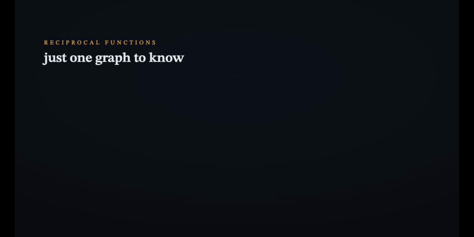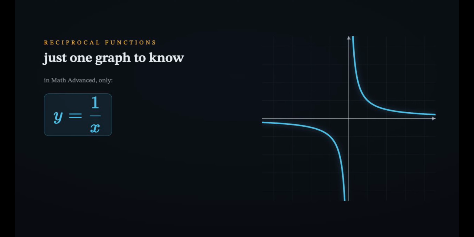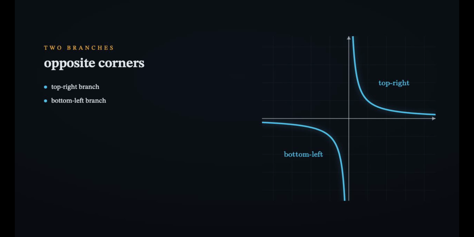Now let's look at reciprocal functions. In Maths Advanced, you only need to know one reciprocal graph, which is y equals 1 over x. For this graph, the key features are the two asymptotes, which quadrants the branches are in, and also the x and y intercepts, if there are any. This graph has two branches. One branch is in the top right, and the other branch is in the bottom left.